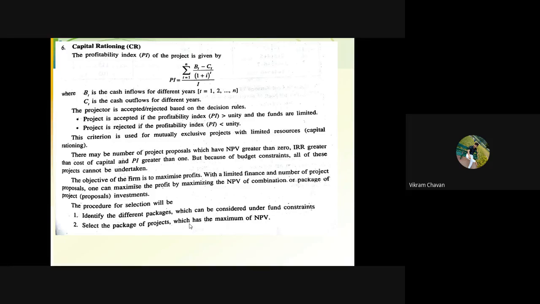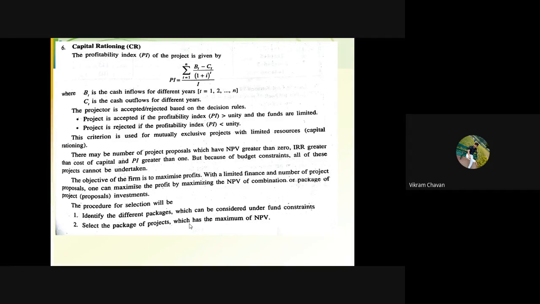There may be a number of project proposals which have NPV greater than 0, IRR greater than the cost of capital, and PI greater than 1. But because of a budget constraint, all of these projects cannot be undertaken by the company. The objective of the firm is to maximize profit with limited finance and a number of project proposals. One can maximize the profit by maximizing the NPV of the combination or package of project proposals. So the procedure for selection is to identify the different packages which can be considered under the fund constraint.